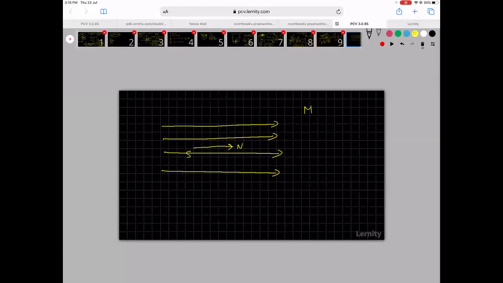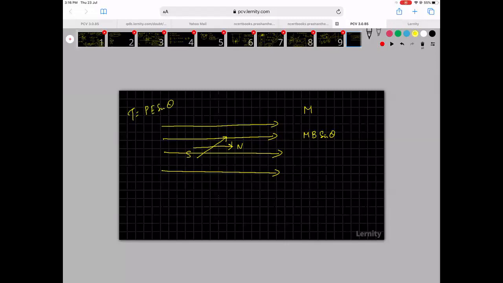Because of the magnetic field, there will be a torque acting on it. So how much is that torque? MB sine theta. Torque is equal to, same thing, for a dipole it was PE sine theta. So in the same way, MB sine theta.